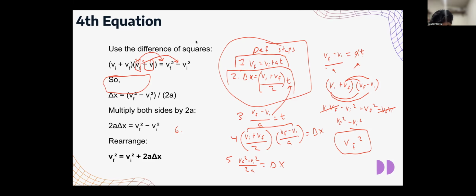Okay. So then we're trying to get vf squared by itself, right? So we're just gonna multiply each side by 2a to get vf squared minus vi squared equals 2a delta x, correct? And then you add vi squared to each side to get vi squared plus 2a delta x is equal to vf squared, correct? Are we good with that?